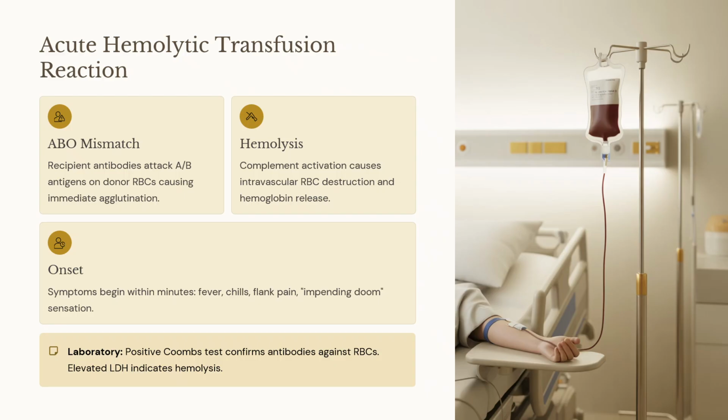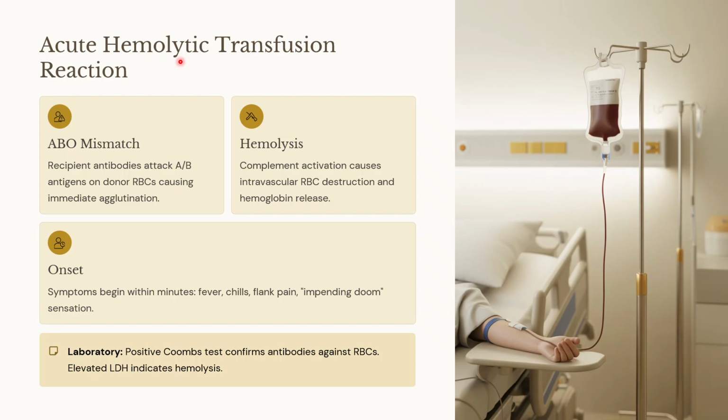Let's see what happens in acute hemolytic transfusion reaction. As the name indicates, there is hemolysis of the RBCs. But when does it occur? It occurs because of ABO mismatch. What is ABO mismatch? It happens when a recipient who is A positive is given B positive blood.